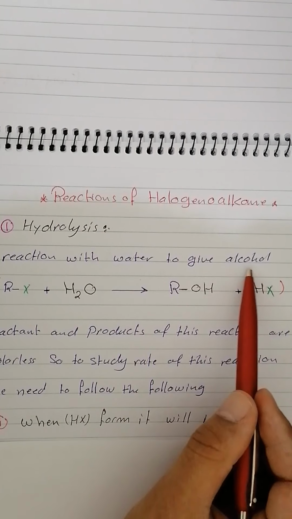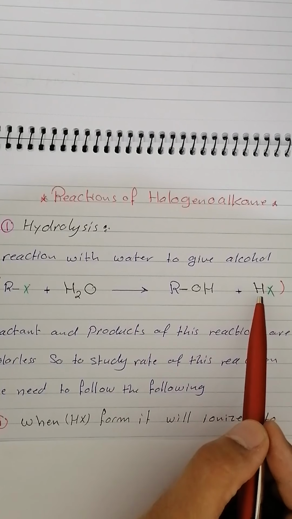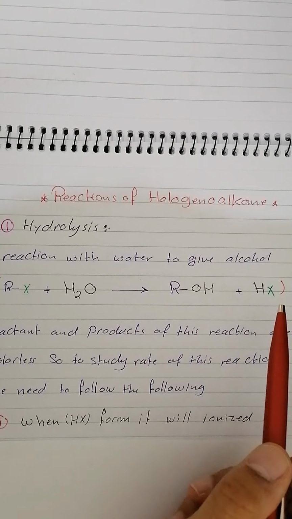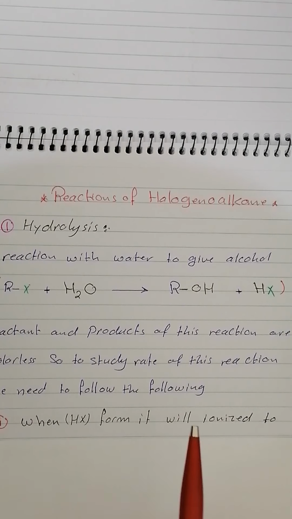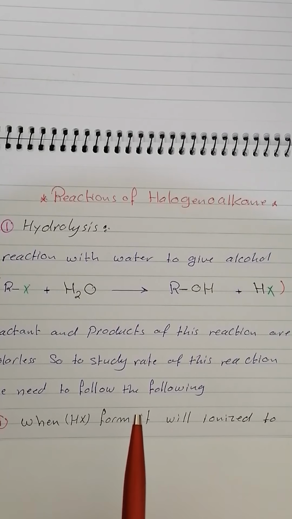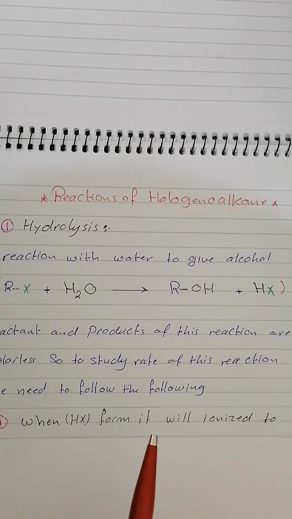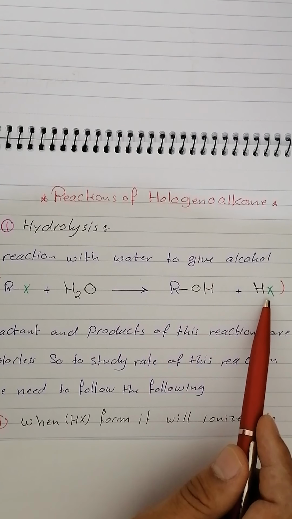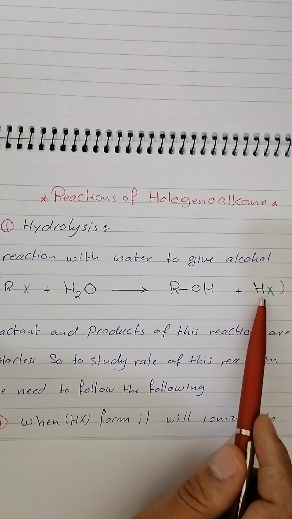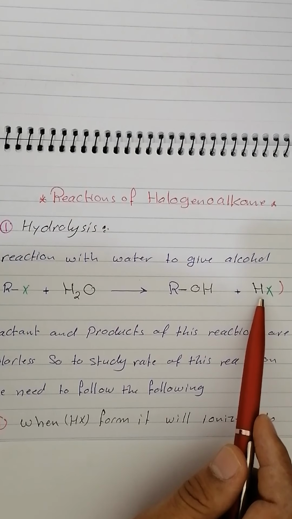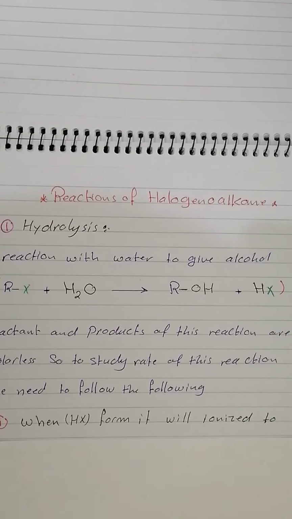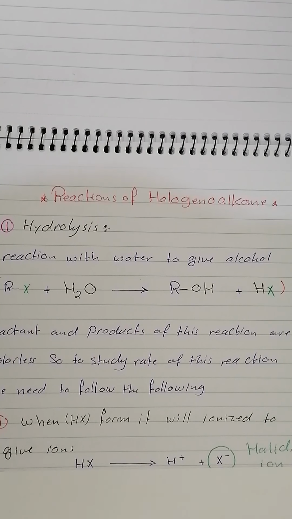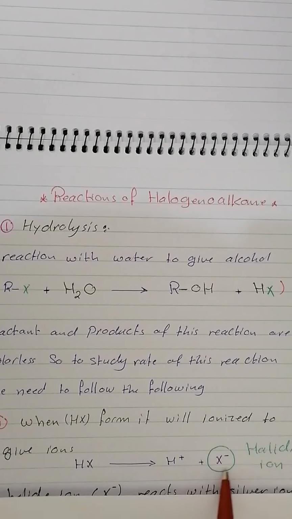HX here, if you remember from our previous study, X can be chloride, bromide, or iodide. I know when I mention these three ions, your memory should recall something. Yes, exactly, it's silver ion. These ions react with silver ion to form an insoluble solid. So when HX forms, it's a soluble substance, and it will ionize to give the halide ion in the solution.